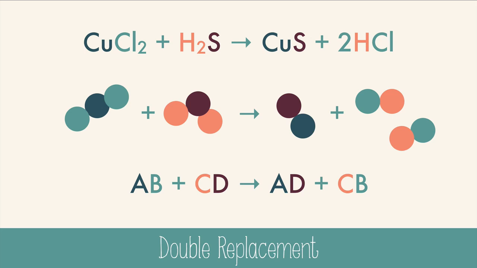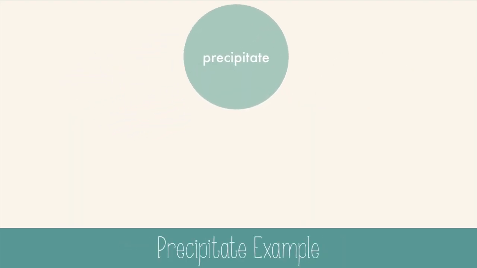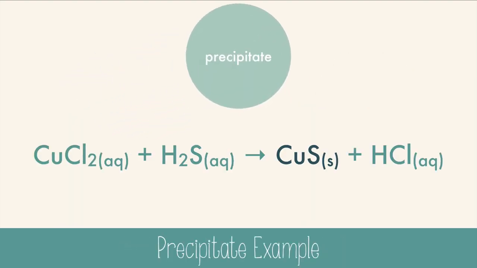Usually, a double replacement reaction creates one of 3 products: a precipitate, a molecular substance, or a gas. In this double replacement reaction, we started with 2 aqueous solutions and end with aqueous hydrochloric acid, but solid copper sulfide. This will sink or precipitate to the bottom of the container.